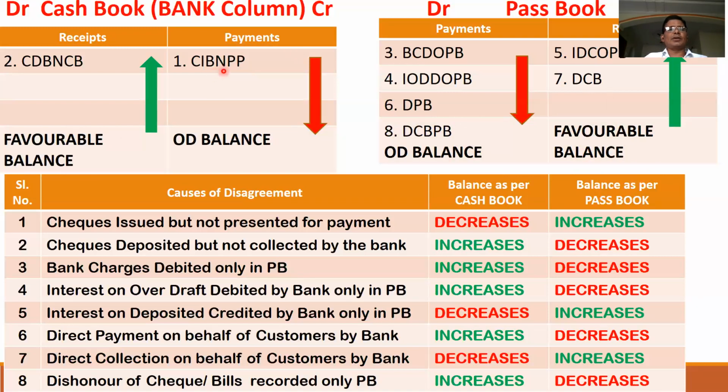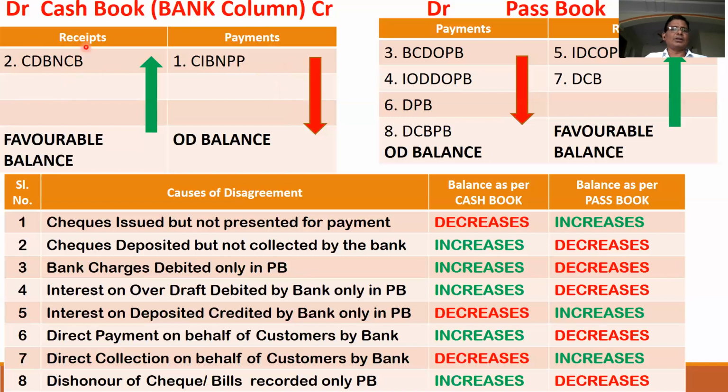Check issued but not presented for payment. Whenever a check is issued, we credit the cash book, so the cash book balance decreases. When the cash book balance decreases, obviously the passbook balance increases. Checks are deposited but not collected by the banker.